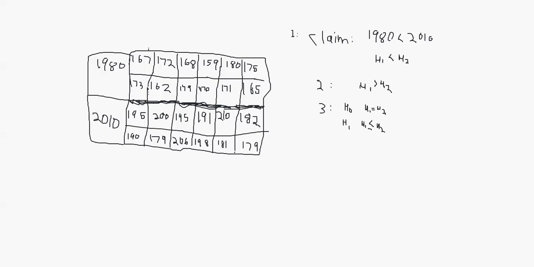So in step 2, we would just say that if the original claim is false, then mean 1 would be greater than or equal to mean 2. How that would look is, for the null hypothesis, mean 1 equals mean 2, and the alternative would be mean 1 is less than mean 2.